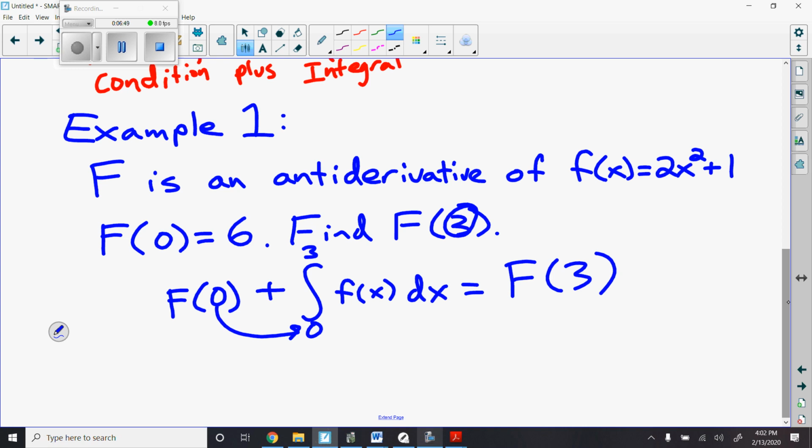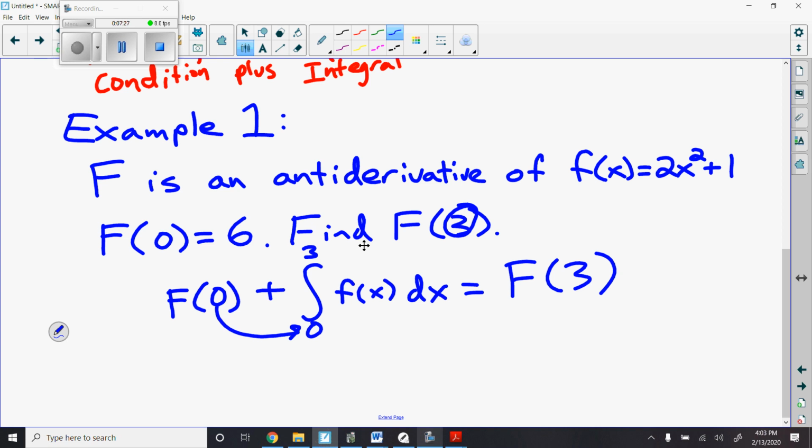Okay, so we take our initial condition and we add that to the integral from the x value of that initial condition to the x value of the condition that we want. The initial condition x value must always be down here, even if it's a bigger number. We'll see something like that later. And then up here is always the number that we want to find. And this works because the fundamental theorem of calculus works.